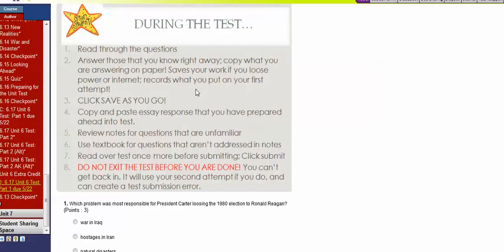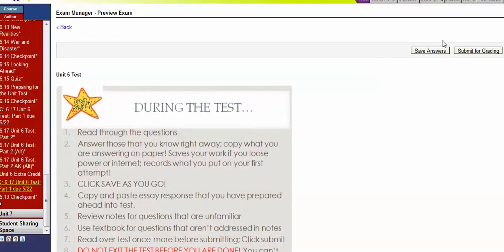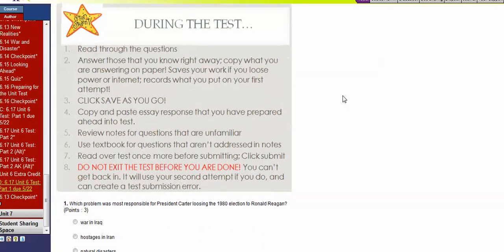Click Save as you go. Copy and paste essay responses that you have prepared ahead of time and review notes for questions that are unfamiliar to you. Use your textbook for questions that aren't addressed in the notes and read over the test once more before submitting. Click Submit once you are completely done. So as you go, you want to make sure you save your answers, and then at the end click Submit for grading so you don't have a test error.